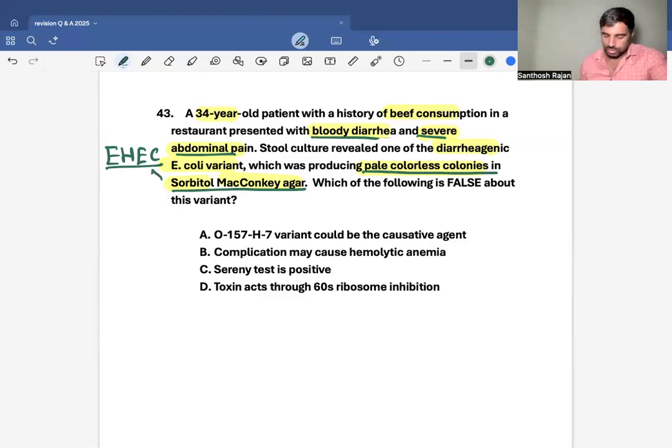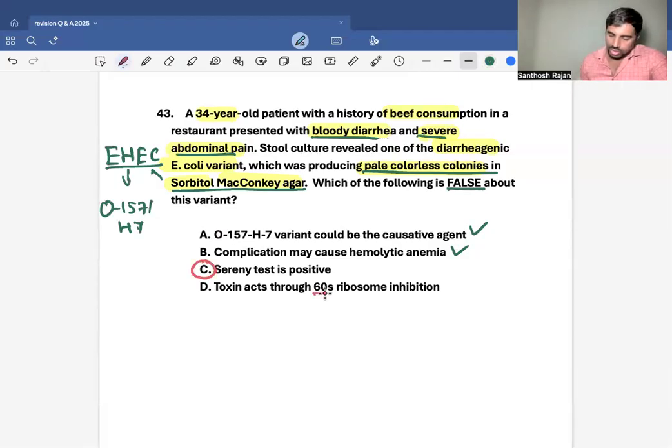Now, we'll go to the options. You know that in EHEC, the common variant is O157:H7, the main variant. Right, correct. So, false they asked. Complications: hemolytic anemia, definitely yes, hemolytic uremic syndrome. Serny test is positive? No, that is wrong. Okay, I'll tell you what.